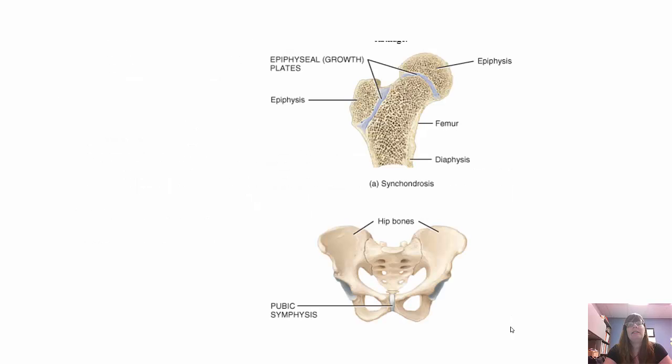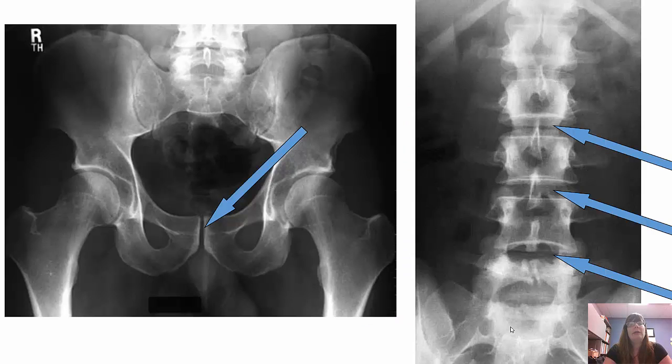So there's the epiphysis and the diaphysis. You can see between them the epiphyseal plate. And then the pubic symphysis in the middle of your hip bones. And here's an x-ray of the pubic symphysis and the intervertebral joints.